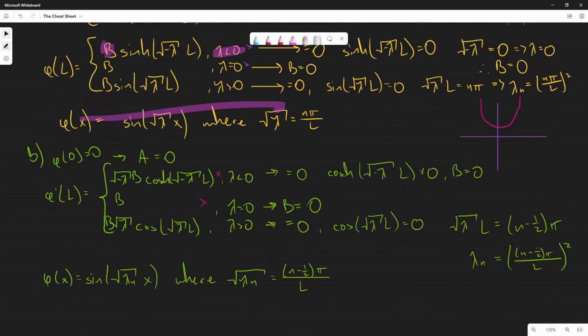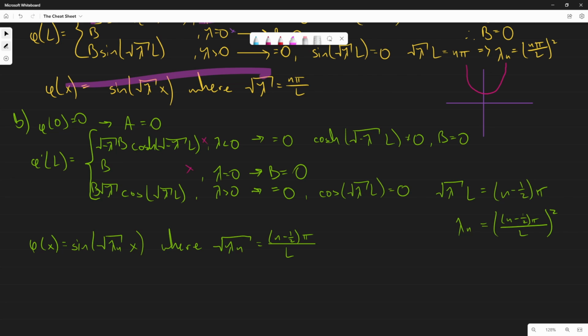Despite that we already have the solution, I never specified what n was, and that's very important because this will actually make or break the solution. For the first part, we said sine of square root of lambda times x is equal to phase of x, where the square root of lambda, it's supposed to be the square root of n, is equal to n pi over L. And I need to be specific that n is an integer such that it's greater than 0, because it's every positive lambda value, and they have to be integers because that's where the sine function is equal to 0.